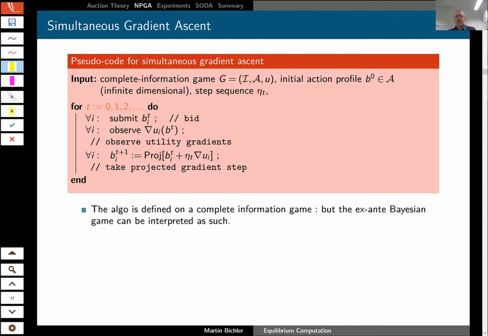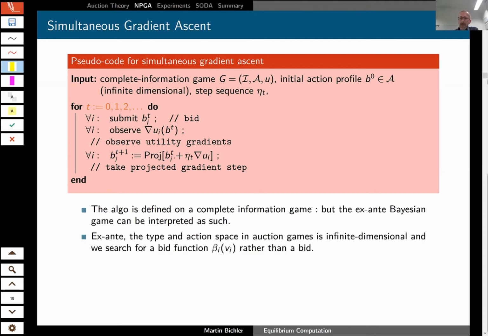The first observation is we're talking here about complete information games. That might not be such a big deal, because if you look at the ex ante state of the game, you can interpret this as a complete information game. However, if you're in the ex ante state, then you have an infinite dimensional type and action space. So you don't submit a particular bid as is described here. You submit a bid function in the ex ante space.